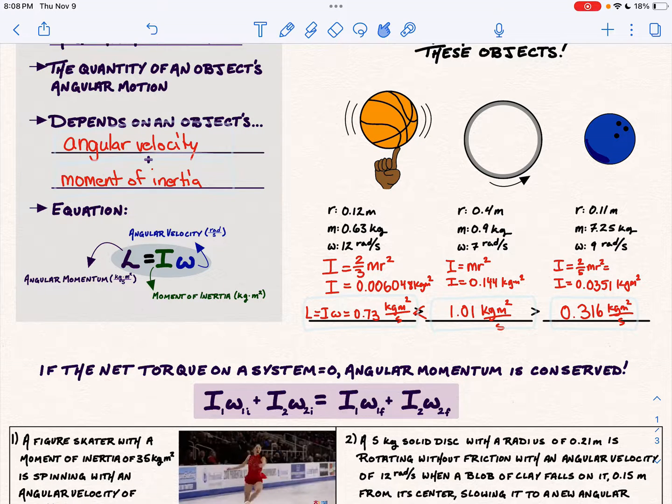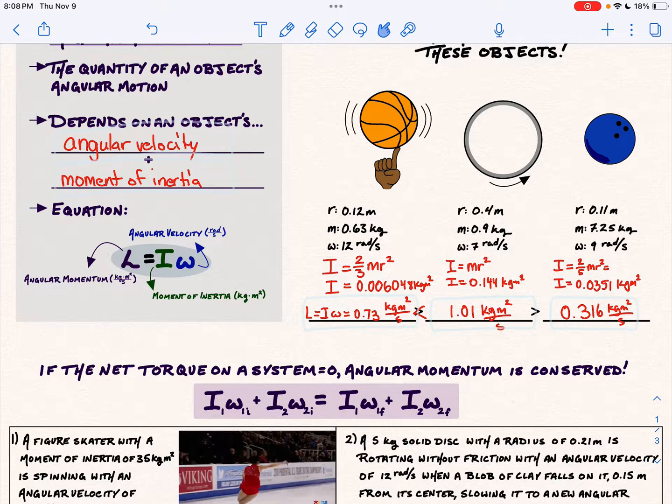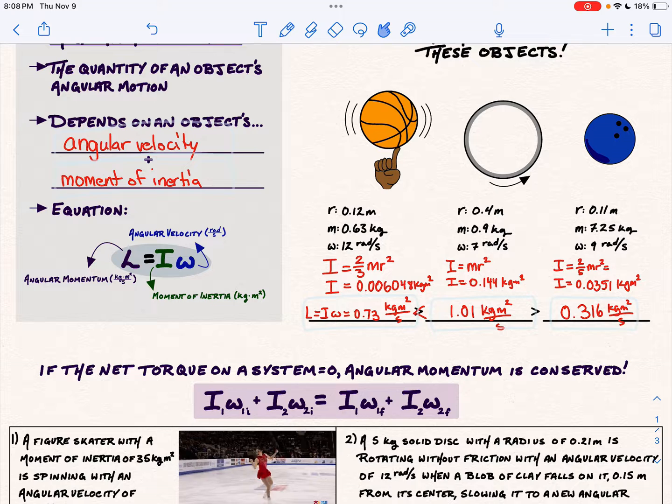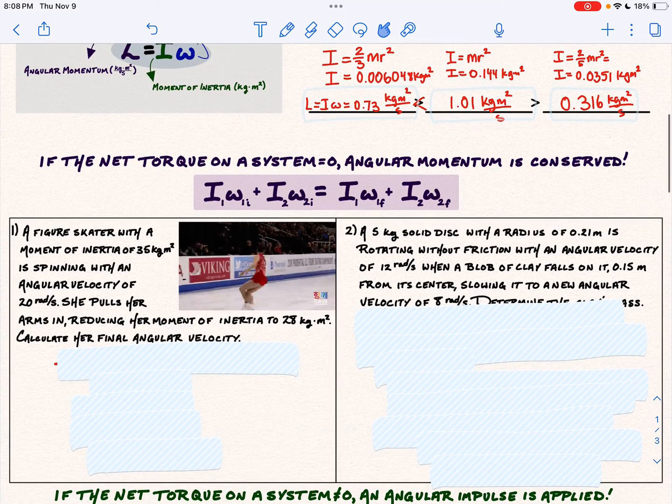All right, I have it written here for a two-object system, where the initial angular momentum of the first object plus the second object equals the final angular momentum of the first object plus the second object. We can use this in a lot of different ways. We can extend it to many, many more objects. The first example is going to be the angular momentum of a single object being conserved. That object in this case is a figure skater.